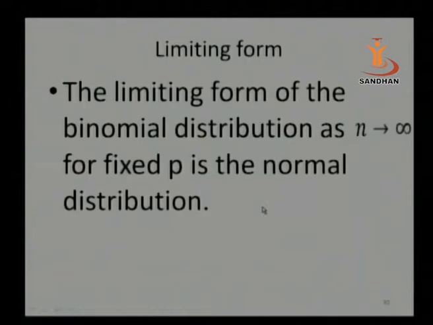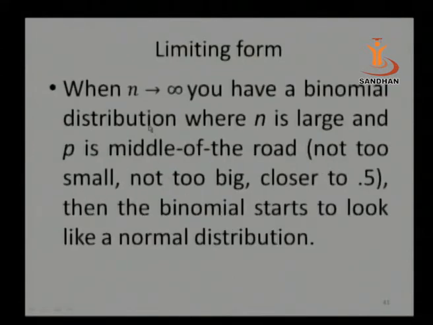Now the limiting form property is also one of the good properties of the normal distribution. Here the limiting form of the binomial distribution as n tends to infinity for fixed p is the normal distribution. Let us see. When n tends to infinity, you have a binomial distribution where n is large and p is middle of the road, meaning p will be near about 0.5, not too small, not too big, but closer to 0.5. Then the binomial starts to look like a normal distribution.